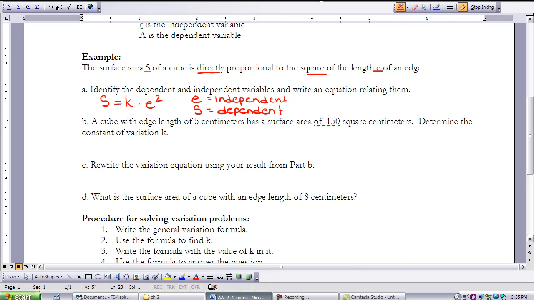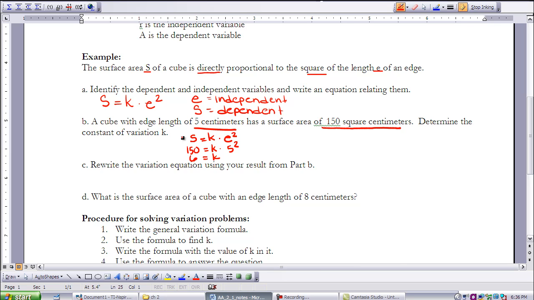In part B, we're going to look at some information and try to determine our constant of variation K. A cube with edge length of 5 centimeters has a surface area of 150 square centimeters. Determine the constant of variation K. So when we do this, we start with our equation that we formed from up above, S equals K times E squared, and we insert some values.